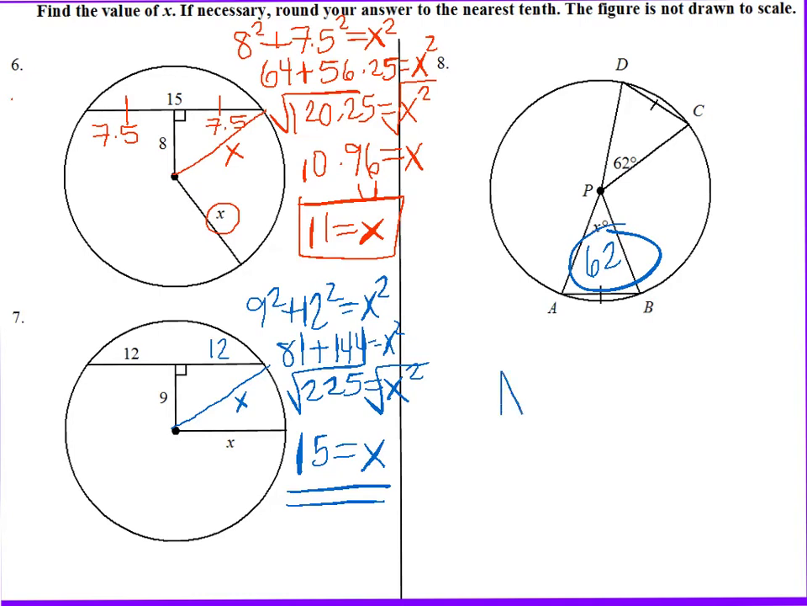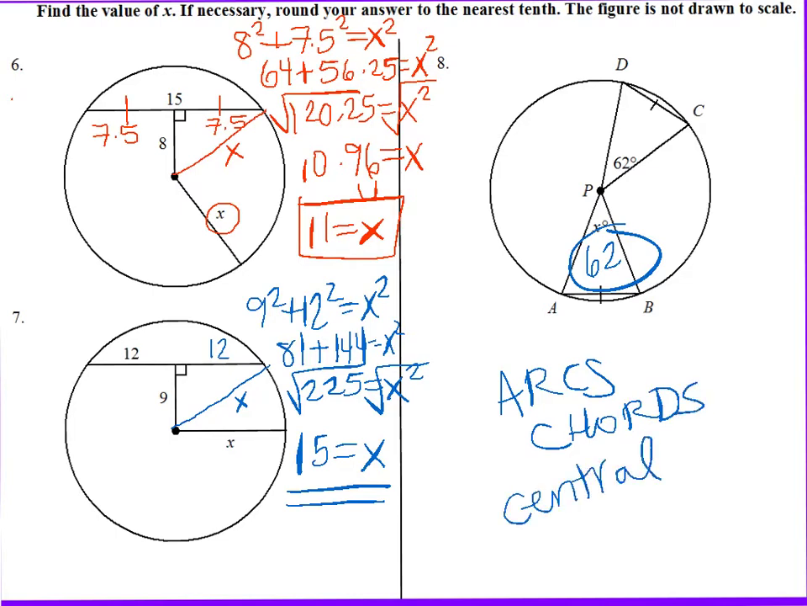So arcs, chords, central angles. If we know that one of those three are congruent, then we know the other two follow suit.